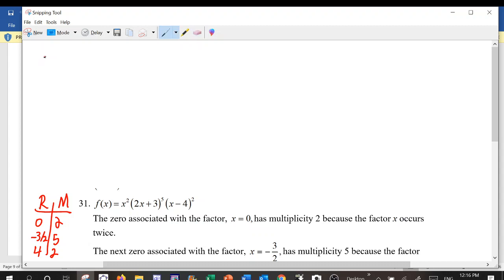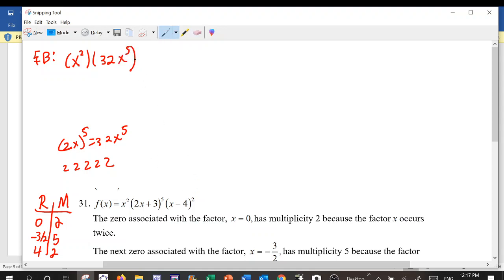We need the end behavior. The end behavior is given by x squared times 2x to the 5th power. So it would be 2 to the 5th power. Let's do some scratch work here. 2 to the 5th power is what? 2 times 2 times 2 times 2 times 2 is 32, right? And then x to the 5th power. So that would be 32 x to the 5th power.